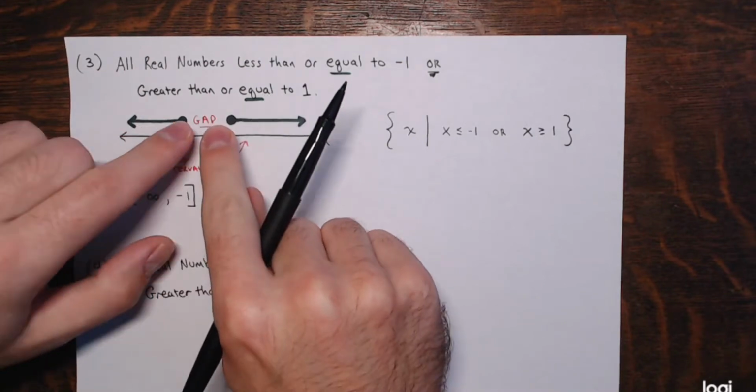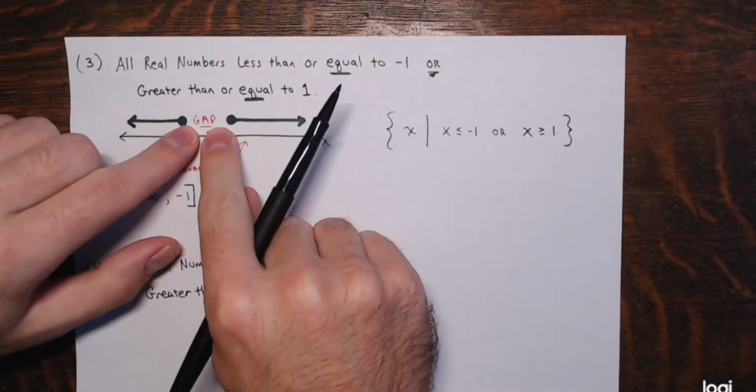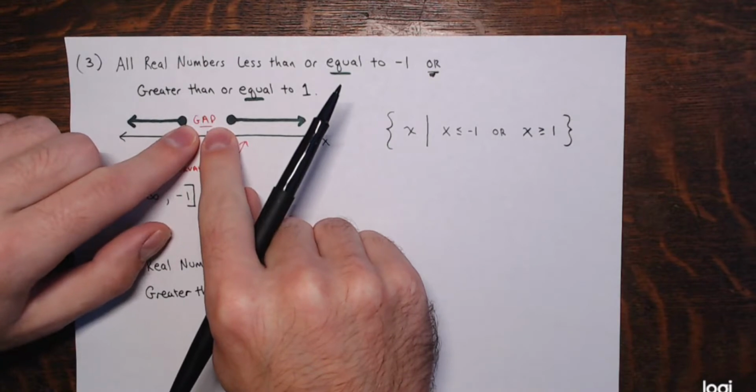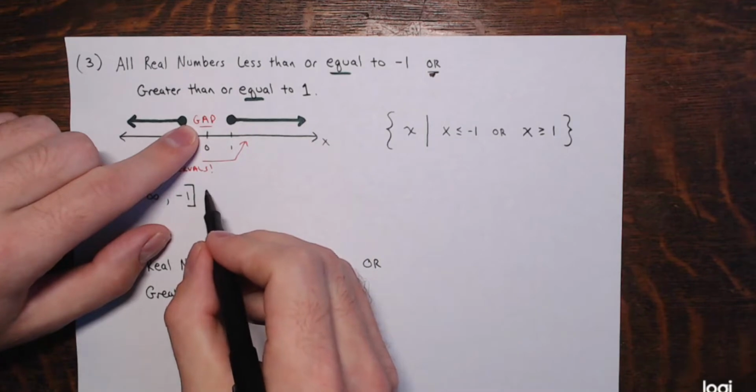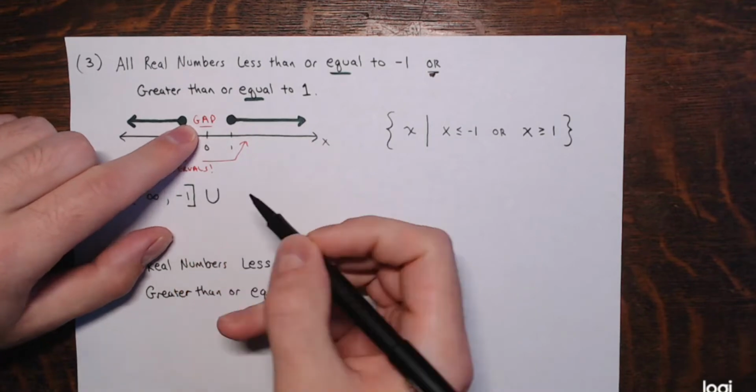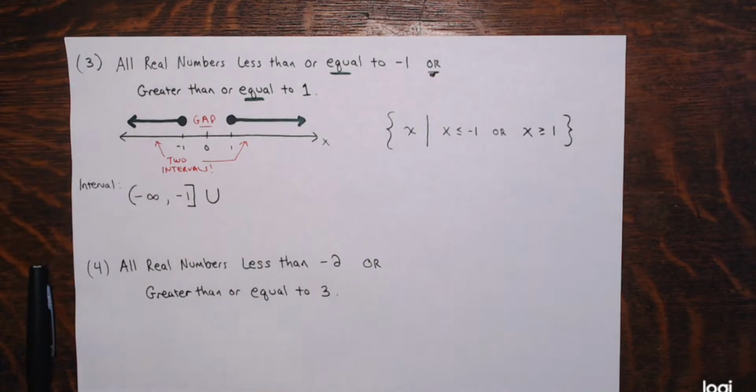All right, then there's a gap, a break in the graph. Now to represent that gap in set notation, we're using what's called the union symbol. All right, make a big U.